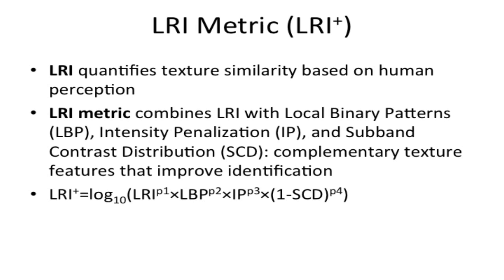Particularly, we were trying to use a recently invented texture feature called Local Radius Index, or LRI for short. The LRI feature quantifies the texture similarity based on human perception. The LRI metric, which is based on the LRI, combines it with local patterns, intensity penalization, and some bad contrast distribution in order to create a more effective metric identification method.